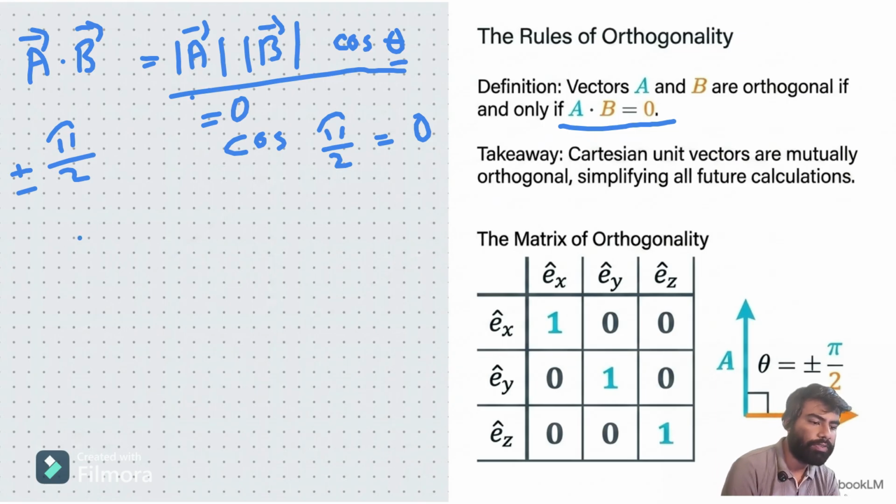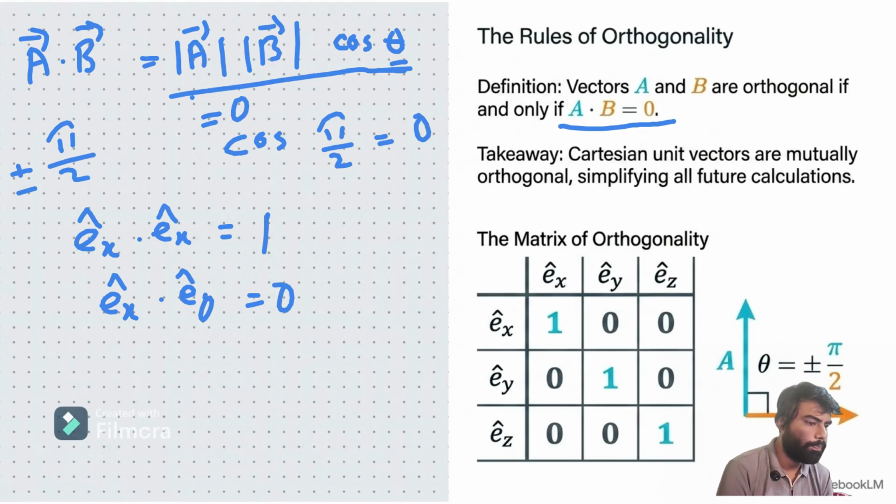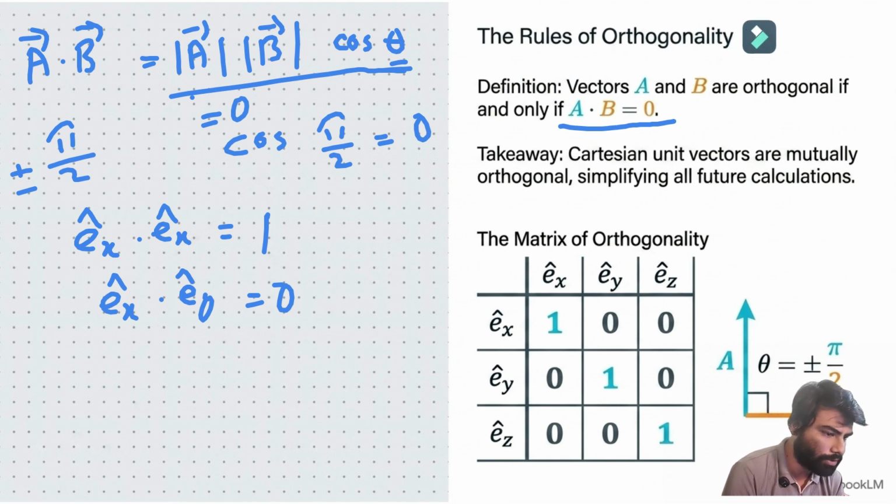Now how can we find it? For the same direction, the theta will be 0, so it will give you the answer of 1. And for the perpendicular direction, where one is along the x axis and another is along the y axis, you can find it is 0, because the value of theta is pi by 2, and the value of cos pi by 2 will be 0.